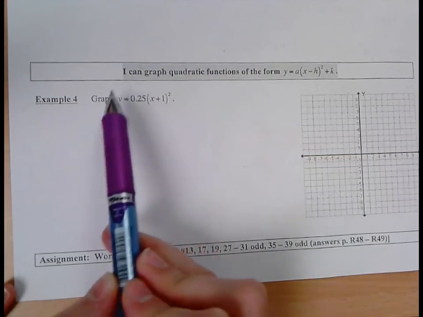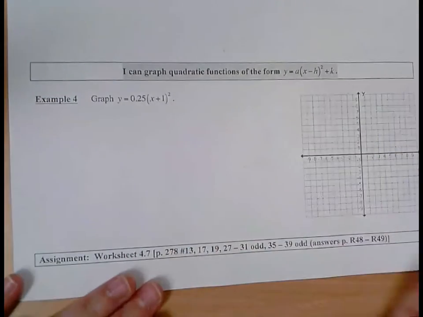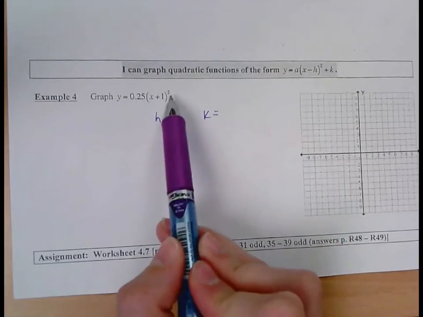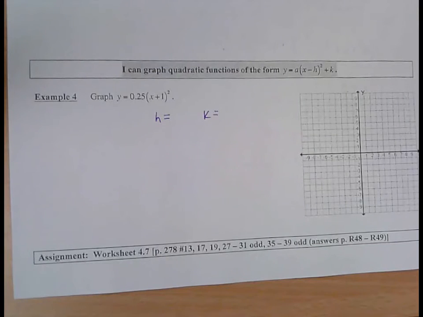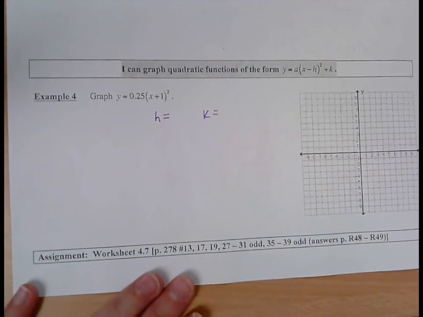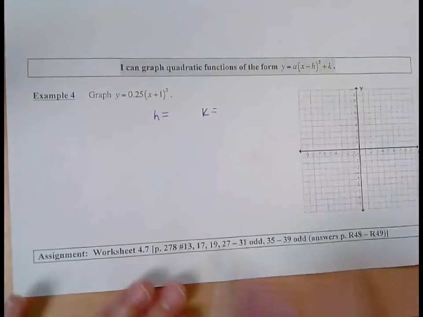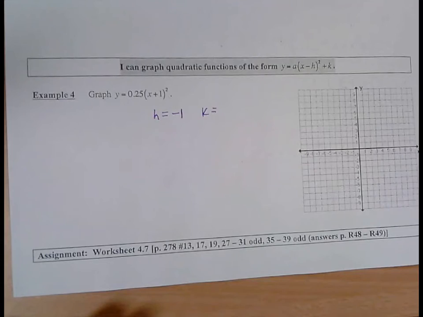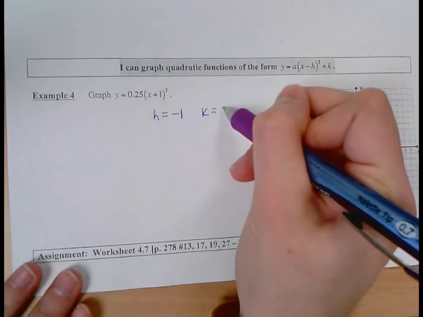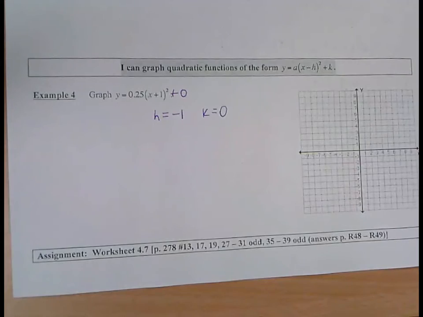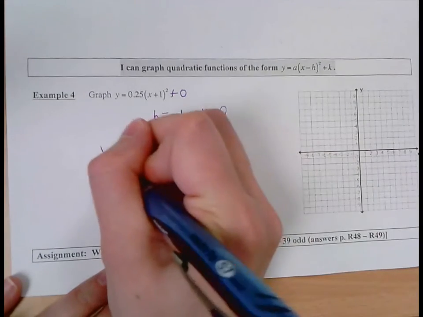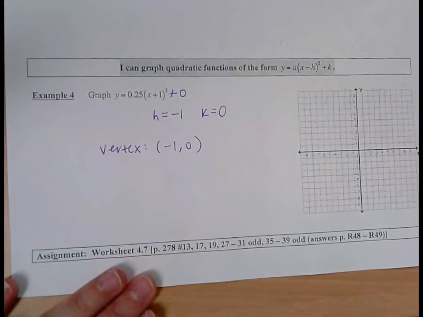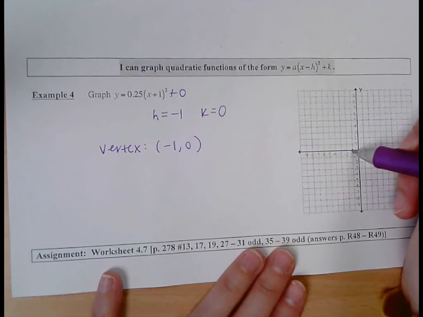So what I mean by that is if you look at this equation, to find your vertex, you need to know h and you need to know k. So what is h in this equation? For example 4, what is h? H is -1. What is k? 0. Yep, there's like a +0 at the end here. So your vertex is -1, 0. So you could plot that first.